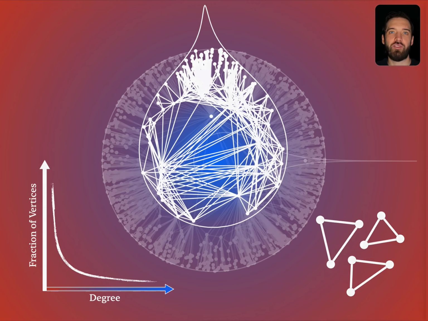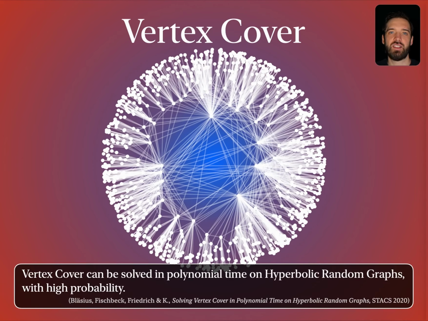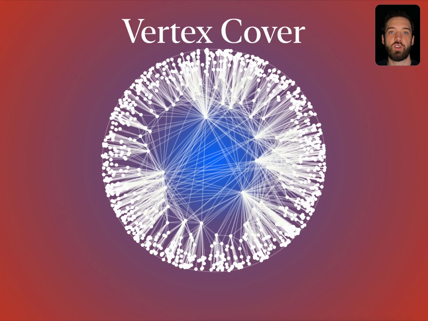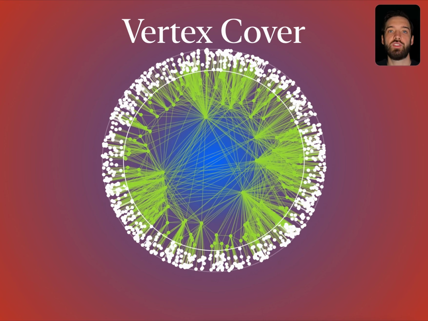Let's take a brief look at why the vertex cover can be solved efficiently on such graphs. One main ingredient of the proof is the dominance reduction rule. It states that if there is a vertex U whose neighborhood contains a vertex V together with V's neighborhood, then there is an optimal vertex cover that contains U. Such a vertex U is called dominant, and the rule tells us that we can safely add all dominant vertices to the cover without impeding the search for an optimum. On hyperbolic random graphs, it was then shown that vertices that are not too close to the boundary of the disk dominate with high probability, meaning all these vertices can be safely added to the cover.